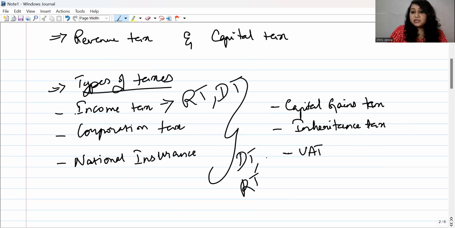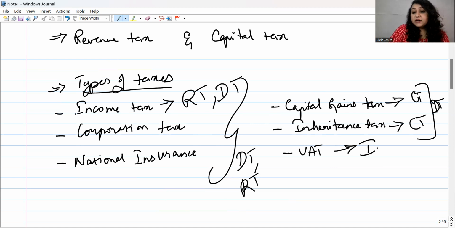Then comes your capital gains tax. This is normally owed on the profits of sale from investments. Okay, so if you sell your investments and you get some profit, certain capital gains tax is applicable on those profits. Then inheritance tax. If you get some properties inherited from a deceased person, then you will have to pay a tax called inheritance tax on the properties that you have inherited, right? These are all capital taxes as well as direct taxes.